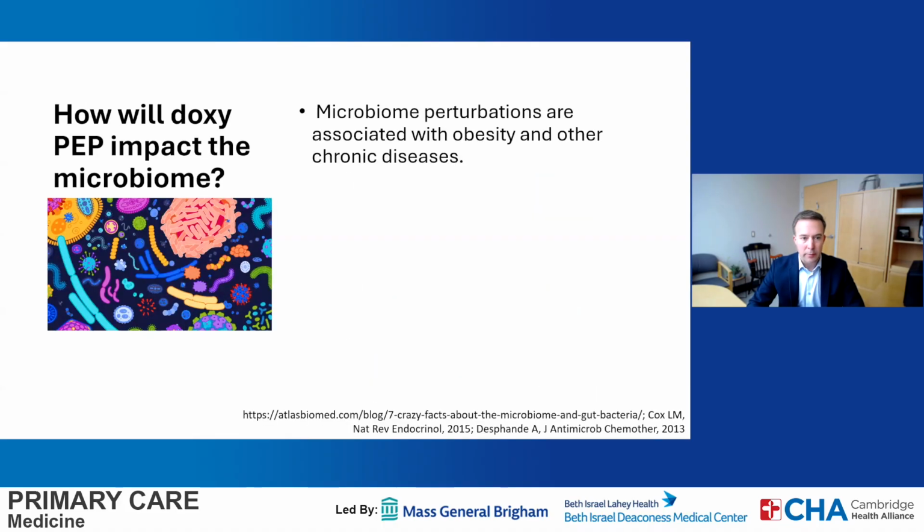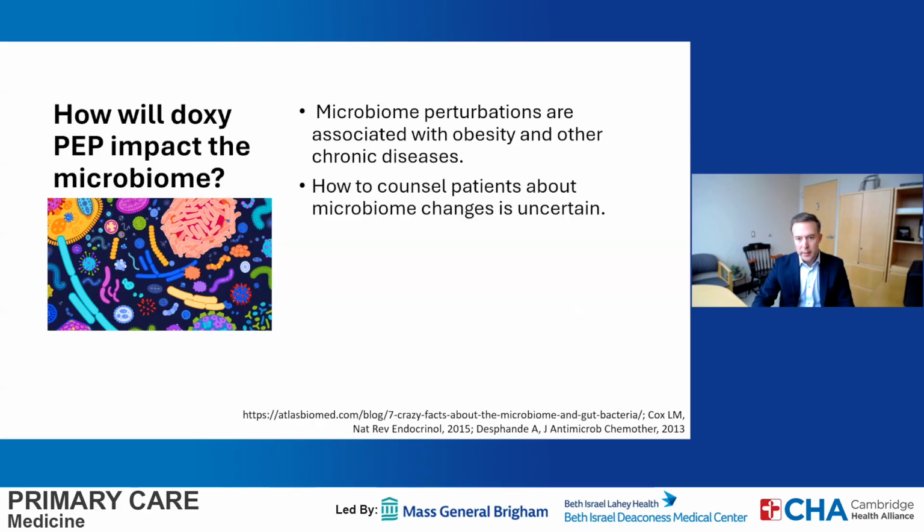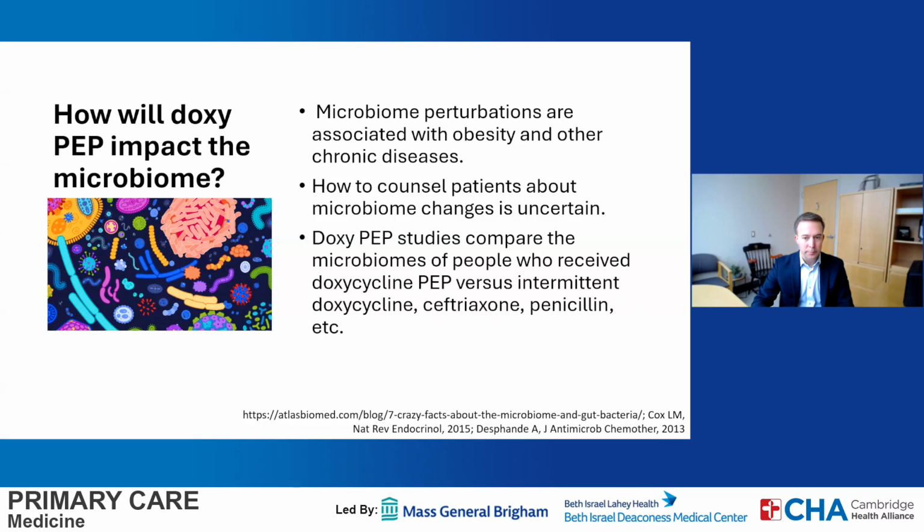What about impacts on the microbiome, the organisms that live on and in us normally? Well, we know that microbiome perturbations are associated with obesity and other chronic diseases, but really how to counsel patients about these changes is uncertain. And one thing I want to point out is that if you have patients who have a high likelihood for STIs, then really the choice is not doxypep or no antibiotics. It's doxypep versus antibiotics for the infections that are otherwise being prevented. And so, how this all shakes out, I think, is still under investigation.